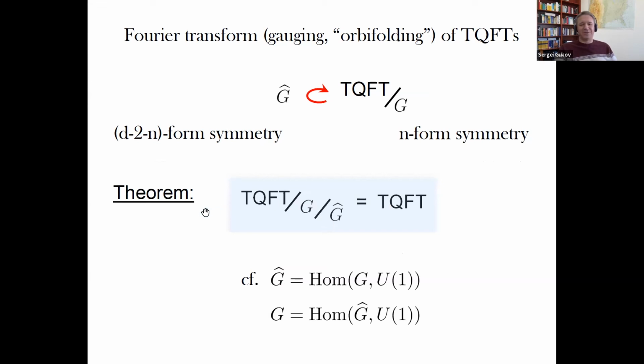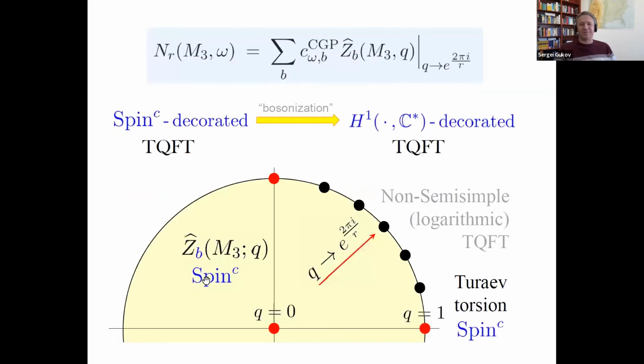Another theorem, which is actually much simpler, more like a lemma, is that if you repeat this operation of orbifolding or gauging twice, you get the original TQFT. And this basically is analogous to the simple fact that if you apply Pontryagin duality twice, you get back the original group. So that's very simple.